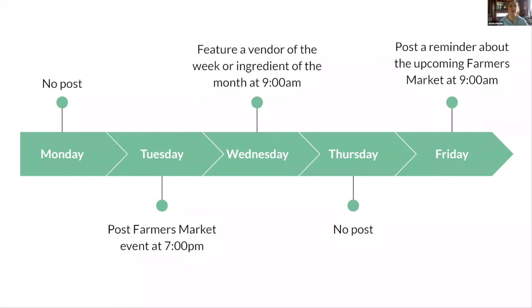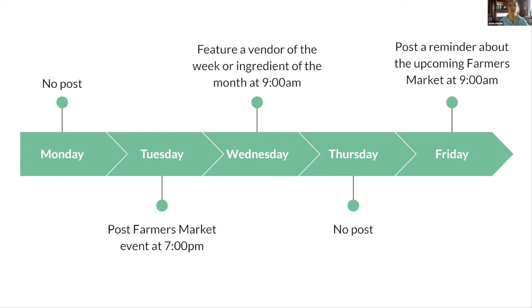Here's an example of a social media calendar that we share with our Boost participants that is just a really good starting goal. We recommend starting with 3 posts a week. And what those days are and what times will vary depending on your own schedule and what your audience likes. So this is just a loose example where, say, Monday, you wouldn't post anything. And then on Tuesday, you would post around 7 p.m. at night about the farmer's market that's happening the coming weekend.